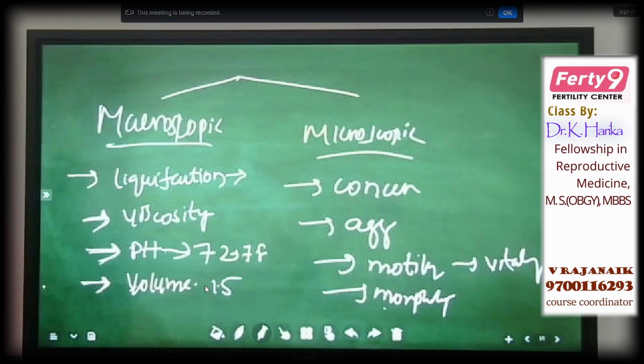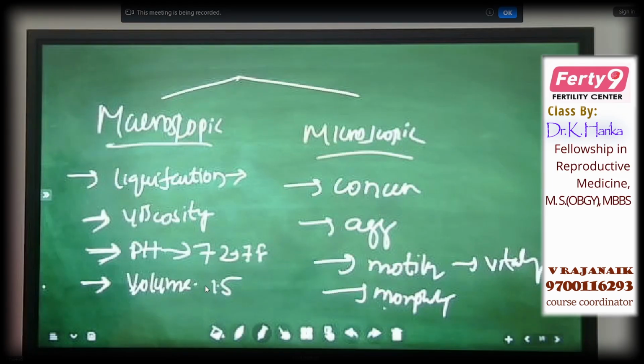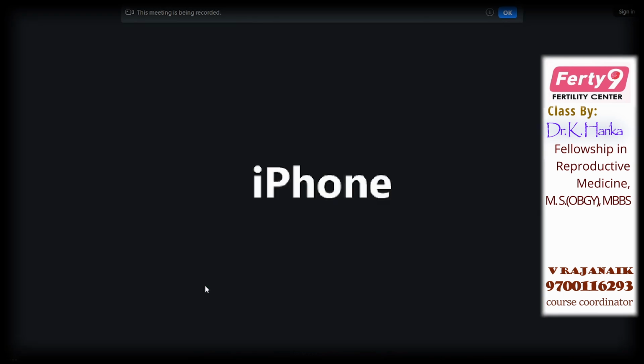So proteolytic enzymes will cause liquefaction of the seminal fluid. The seminal fluid will become less viscous, as a result of which sperms will have easy access for motility. Suppose it is too viscous, it will impair sperm motility. And if it is too thin also, it will hinder sperm motility.